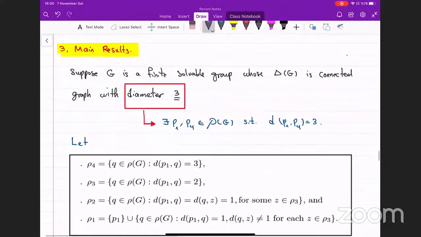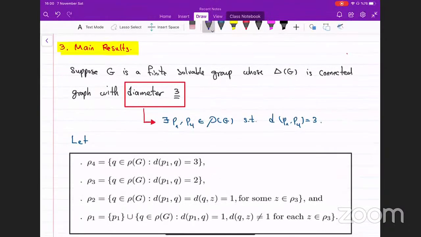Okay, now our main results. In order to discuss the result that I want to discuss, I need some notations. So start working with a finite solvable group, and delta G is a connected graph. Okay, and its diameter is 3.